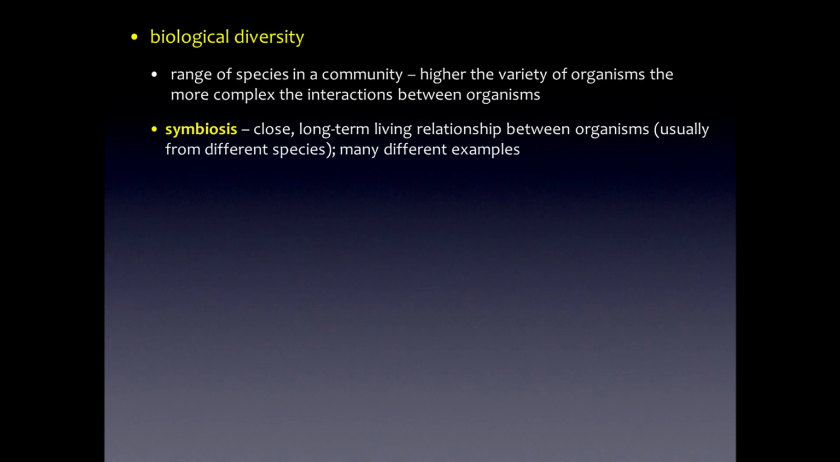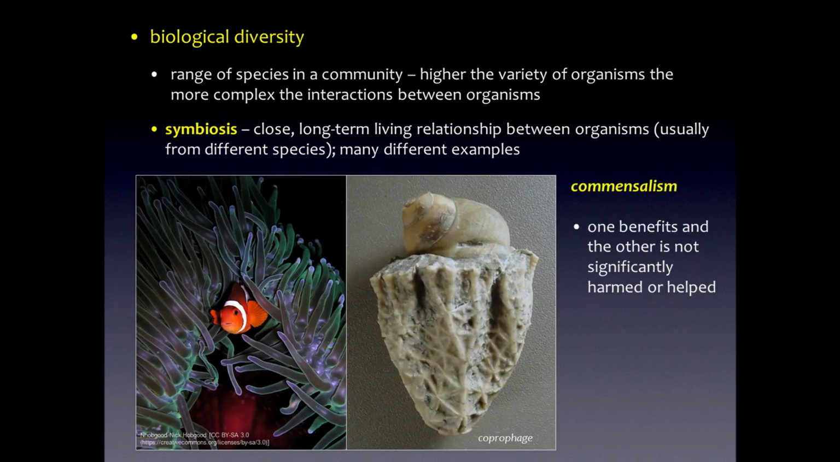Symbiosis is a very close long-term living relationship between organisms, typically organisms that are different species. One example we might look at in a second is between sharks and a type of fish called remora. They live together in very close quarters, and they both benefit from this symbiotic relationship. We'll take a look at a couple of these types of symbiotic relationships over the next few slides. In the basic sense, think of symbiosis as the classic you scratch my back, I'll scratch yours type of scenario. But there are slightly different variations within these symbiotic relationships.